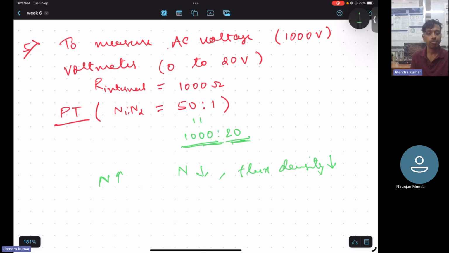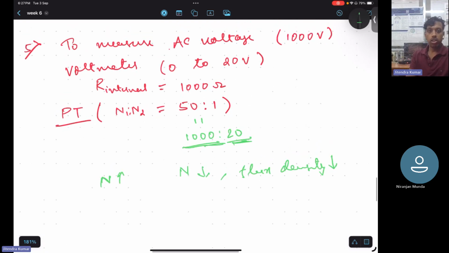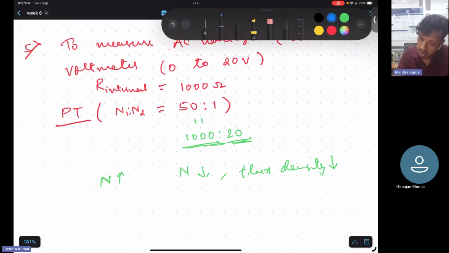Got it? Yes, sir. Okay. So we have to calculate the power that is consumed by the potential transformer while measuring 1000 volts. So power consumed by the potential transformer, let me.